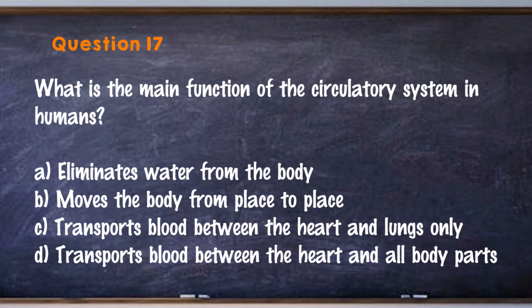Let's move on to question 17. What is the main function of the circulatory system in humans? Is it A, to eliminate water from the body? B, moves the body from place to place? C, transports blood between the heart and the lungs only? Or is it D, transport blood between the heart and all parts of the body?